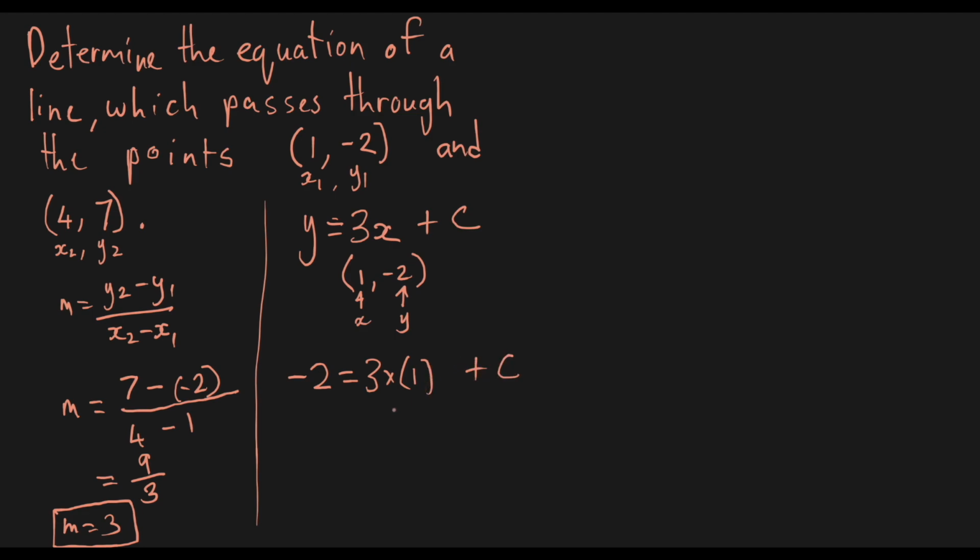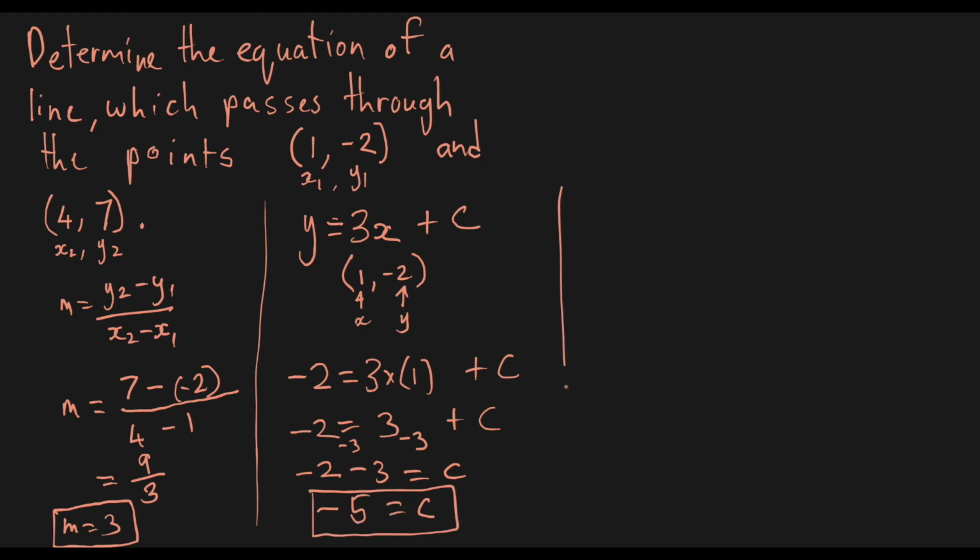So 3 times 1, that's going to give us 3. -2 = 3 + c. Now we subtract 3 from both sides. We'll end up with -2 - 3 = c. So then c would be equal to -5.